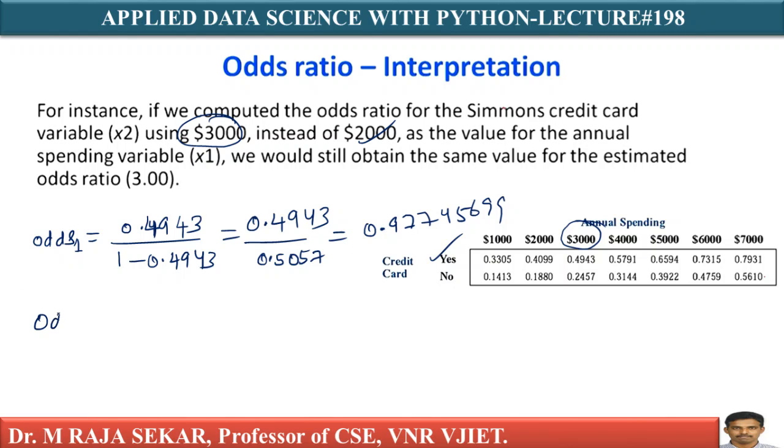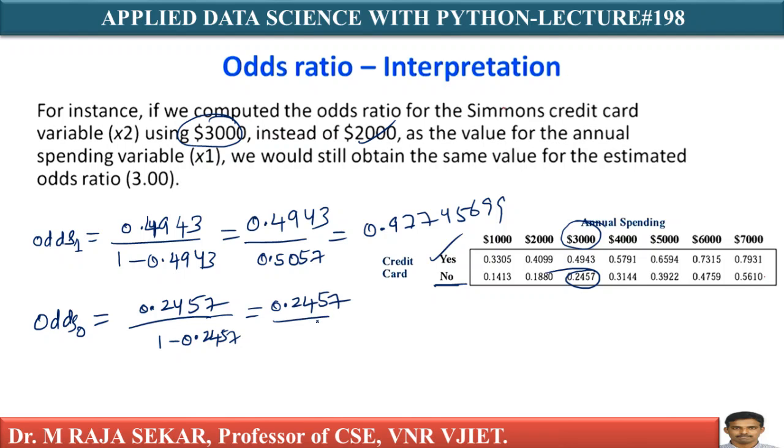What is your odds 0? Odds 0 means no credit card, isn't it? That is 0.2457 by 1 minus 0.2457, isn't it? What will you get? 0.2457 by 1 minus 0.2457 means 0.7543, which is equal to 0.325732.